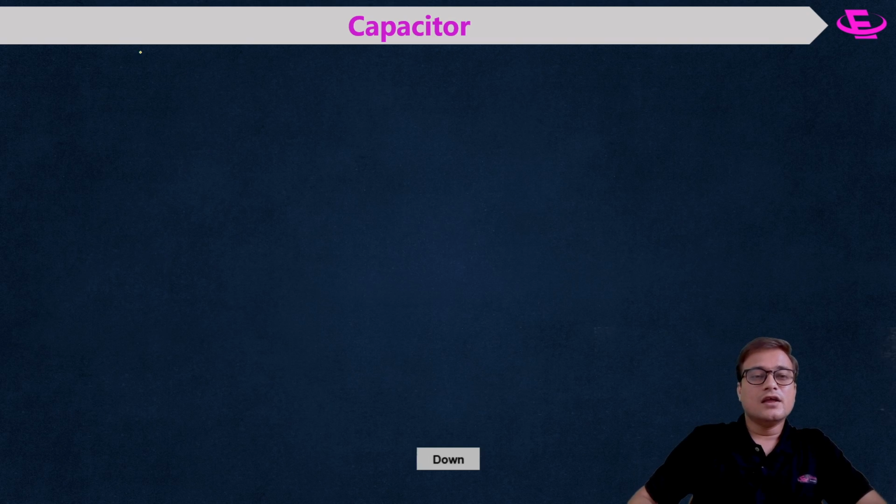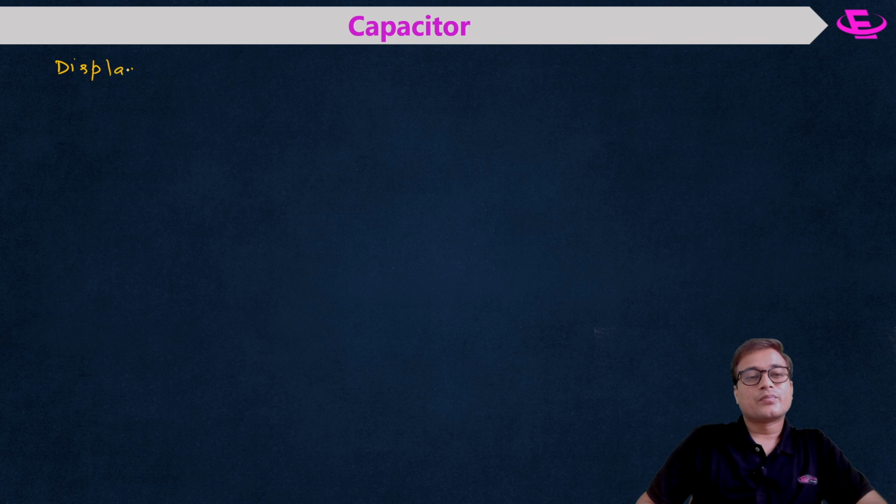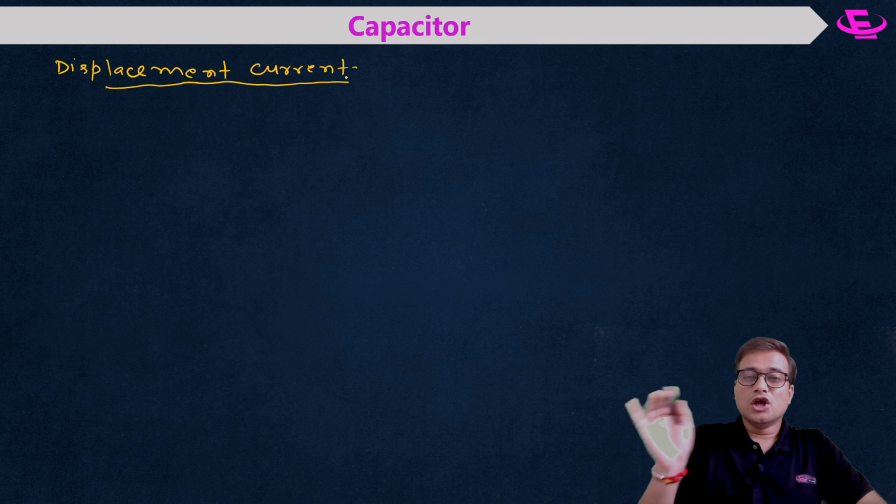What kind of current? He told the name of this current will be displacement current. Now everybody got surprised. What is displacement current? So for that he derived the expression.